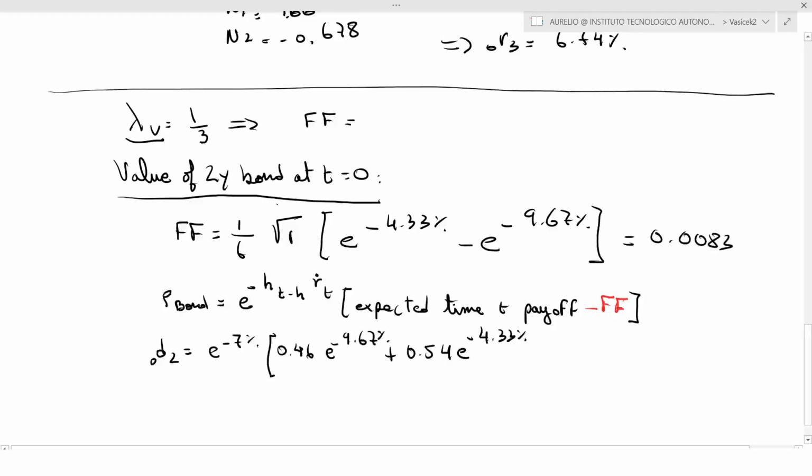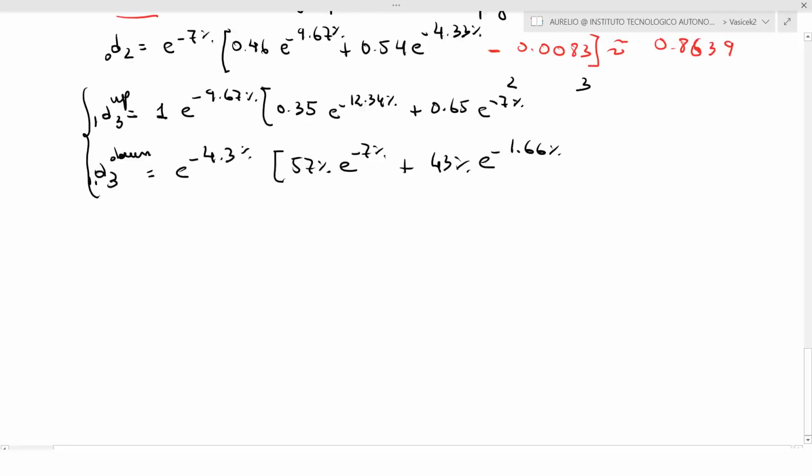So now in this scenario, the price of the bond is going to be different because now we need to subtract the Fudge factor. So I rewrote exactly the same thing as before, but now I'm going to subtract here the 0.0083. And now the value of a 2-year bond at t equals 0 is going to be equal to 0.8639.